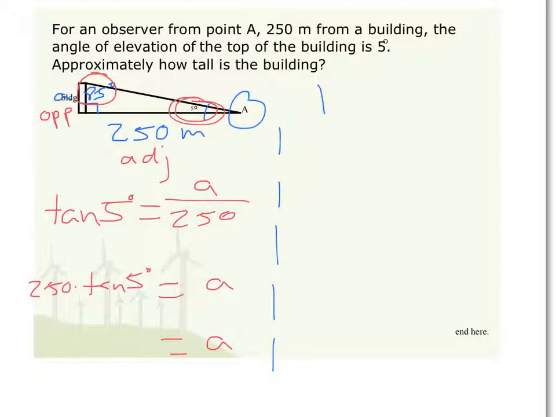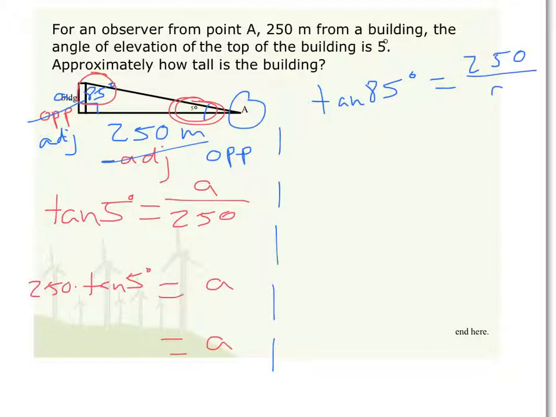If I were to take the tangent of 85, 250 would then be the opposite side, and the unknown side would then be adjacent. So my trig ratio would flip, and I'd have tangent of 85 equals 250 over a.